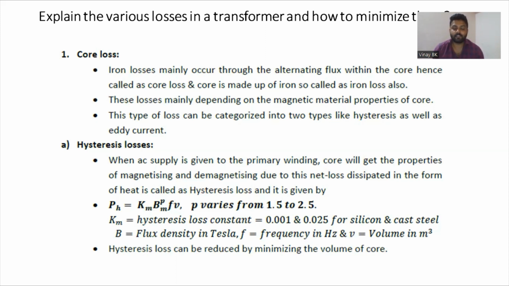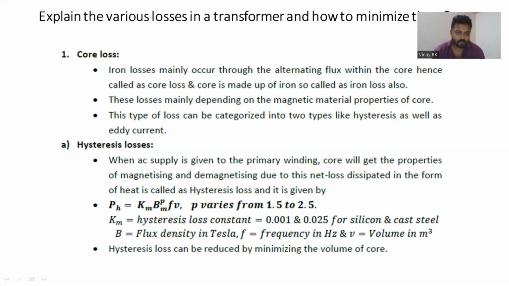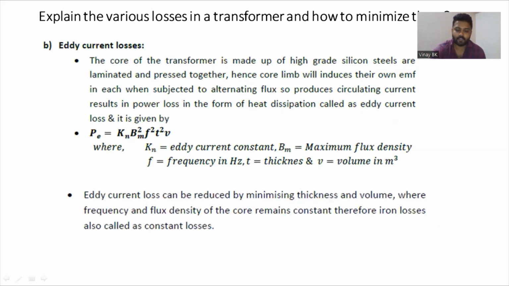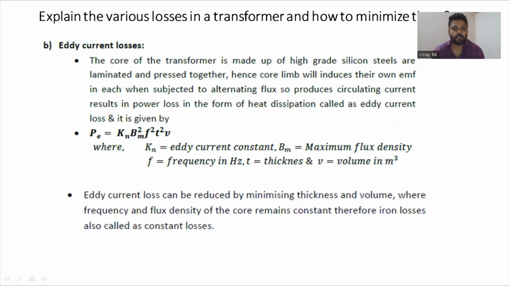Ph = Kh Bm^P f V, where P stands for 1.5 to 2.5. With the help of this, you can understand how we can reduce the losses. The losses can be reduced by minimizing the volume of the core. By minimizing the volume of the core, you can reduce hysteresis loss. Okay. Similarly, eddy current losses.